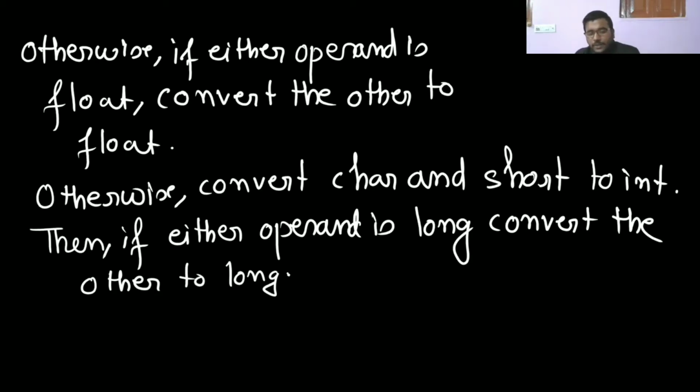Now I will take an example. With an example I will make it clear. If you have one long double, ld, and one double, dd, and you are doing ld plus dd, first we check if either operand is long double. Yes, it has a long double, so it will convert the double into long double, then do the operation, and the result will be long double.